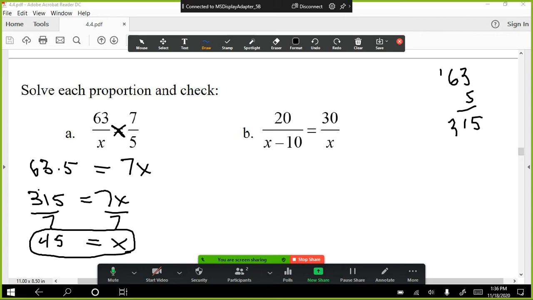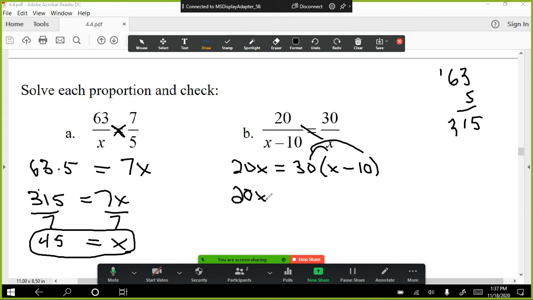All right, now this one is the one that could cause some more problems. We're still going to do the same thing. It's an equal, so we know the cross products are equal. So I'm going to say 20 times x, which is 20x. And then over here, I'm going to have 30 times x minus 10. Now this becomes an equation that we have to solve. Remember, we have to simplify before we start solving.